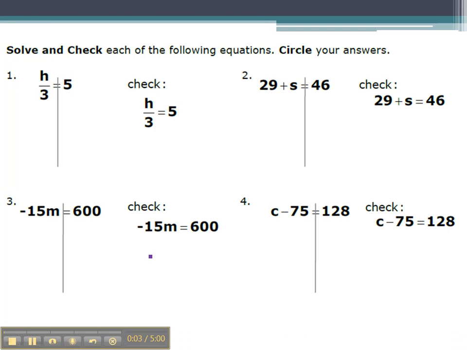This is the review for the final test on modeling and solving equations. The first 4 problems ask us to solve and check each of the following equations and circle our answers. This first problem, first equation, h over 3 equals 5.